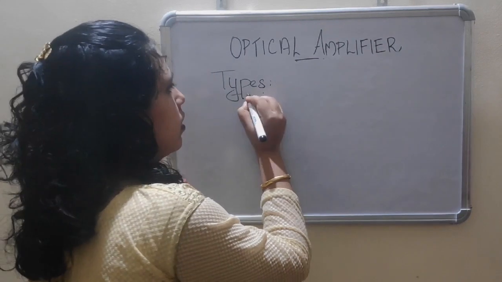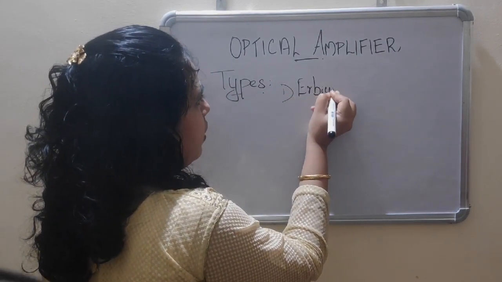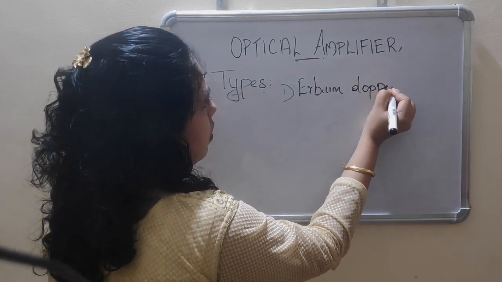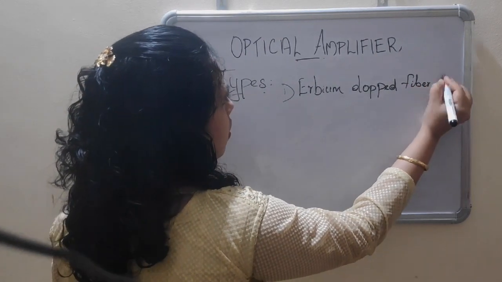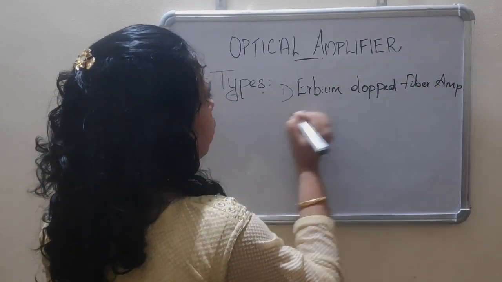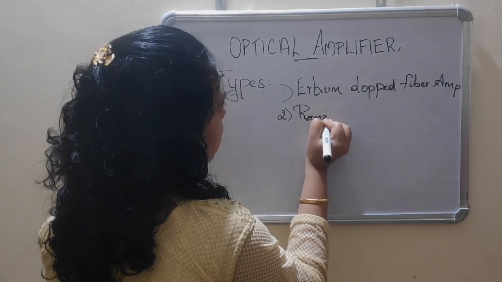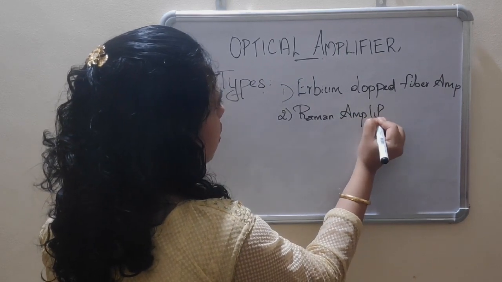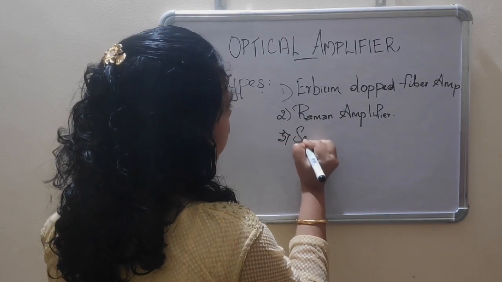First one is erbium doped fiber amplifier. And second one is Raman amplifier. And third one is semiconductor optical amplifier.